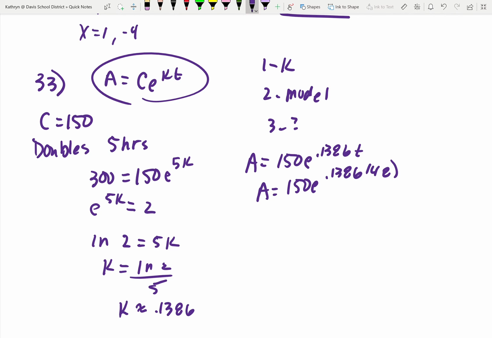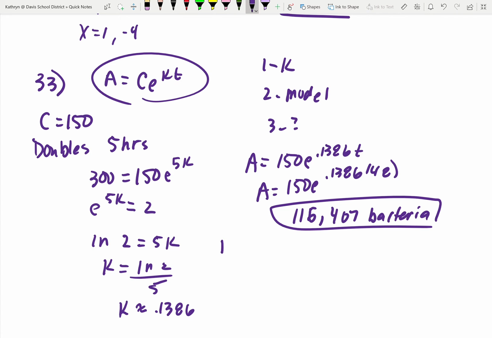So I'm going to go 150, second ln, 48, recall, enter, close it, enter, and I get, it doesn't tell you where to round, I'm going to go to the nearest whole, so it is 116,407 bacteria. Okay, part B is a little strange, I think.